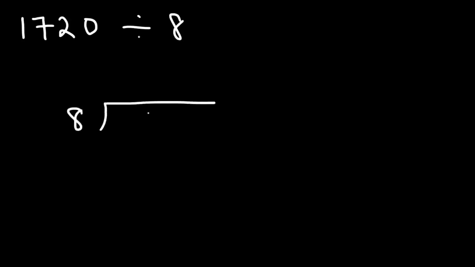In this video, we're going to talk about how to do short division. So let's start with an example problem. Let's divide 1720 by 8. So how can we do this using short division? Let me space out the numbers.